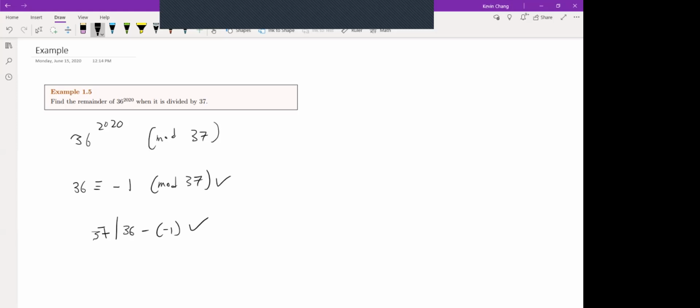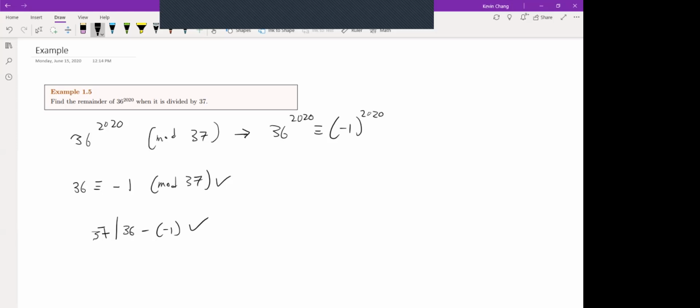And because multiplication works within mods, where we can substitute and it's still congruent, we can do the same with powers. So instead of doing 36 to the 2020, we'll simply be using a substitute, which would be negative 1 here. So this statement is just going to mean that 36 to the 2020 is congruent to minus 1 to the 2020, mod 37.